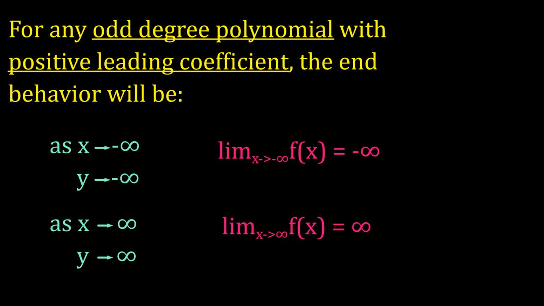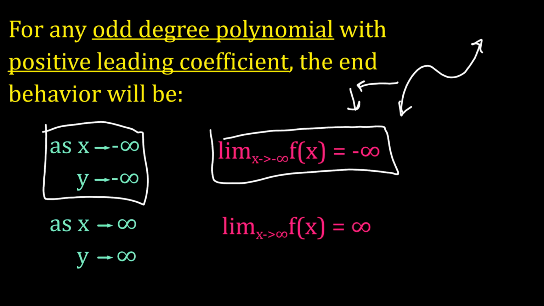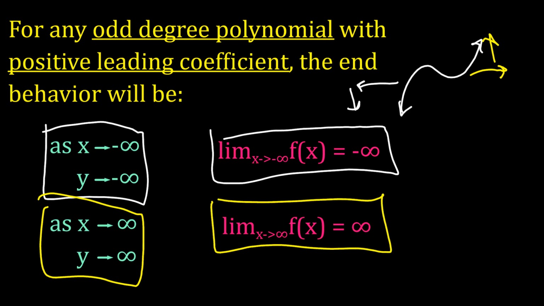So in general, for any odd degree polynomial with a positive leading coefficient, the end behavior will be what we just saw. As x approaches negative infinity, y also approaches negative infinity. So that was like a third degree polynomial. As we go over here on the left, the y is going down. So that's what this is saying over here. That's also what this limit thing is saying right there. And then same thing on the right. So as x approaches positive infinity, y is going up. That's what's being said in the bottom part. So that's just kind of an in general for an odd degree polynomial with a positive leading coefficient.